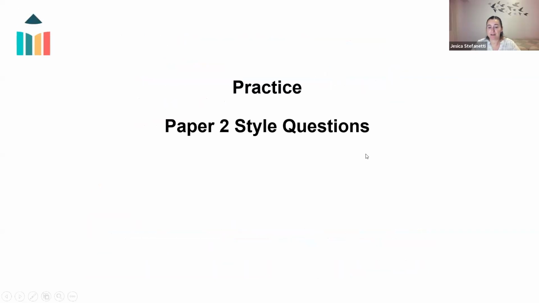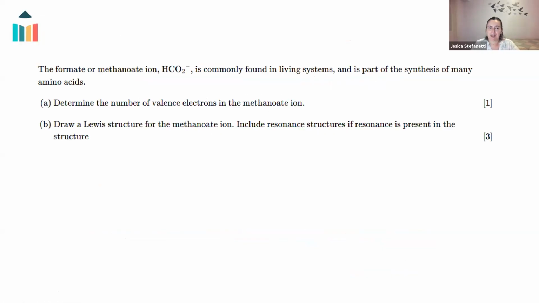Let's try a paper 2 question. Here we are given the formate or methanoate ion, and we are asked to answer some questions about it. First of all, we have to determine the number of valence electrons in this one. So all we have to do is to count. The number is 18 because we have 1 in hydrogen, 4 in carbon, 6 in every oxygen, and the negative charge will add 1 there. So overall, 18. We have to draw the Lewis structure.